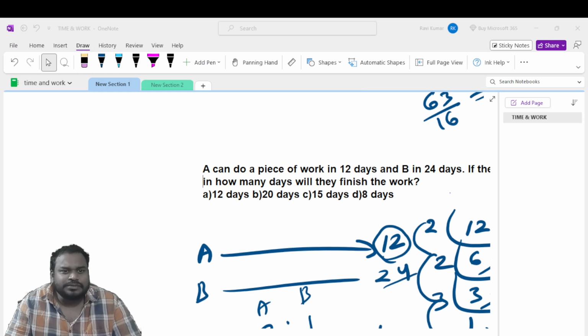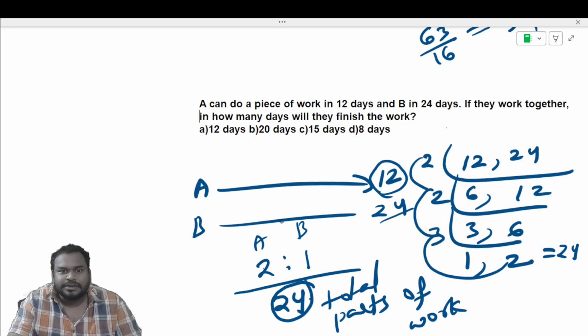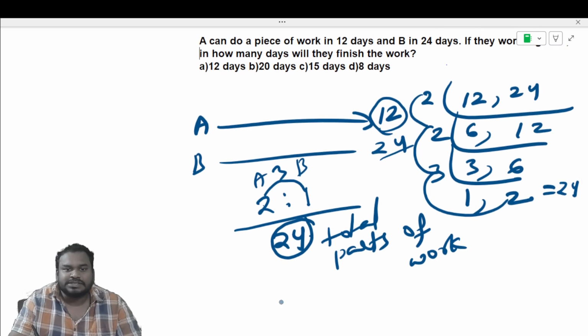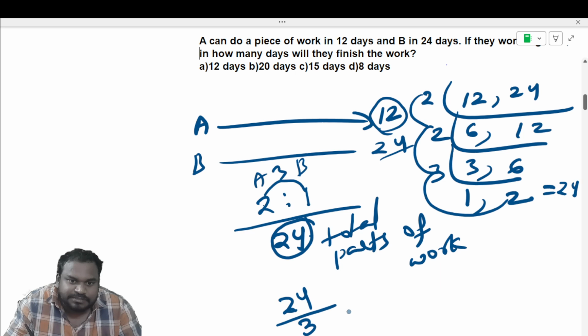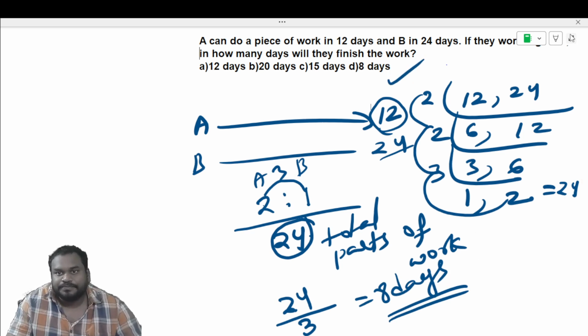Okay, 2 to 1 are the efficiencies of A and B. If they combine, then the total efficiency is 3. So 24 is the total parts of work to be done by both A and B together, divided by 3, so 8 days. In 8 days they can finish the work if they work together. So the answer is D.